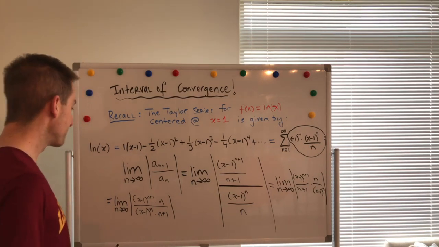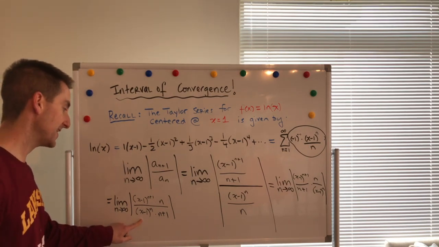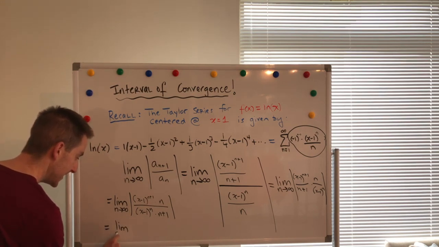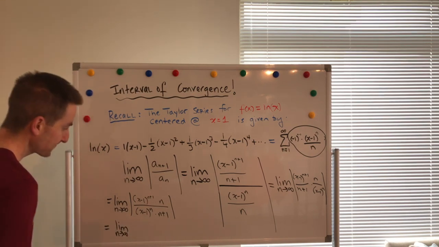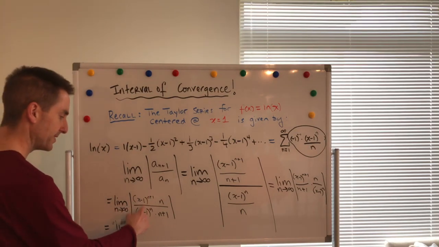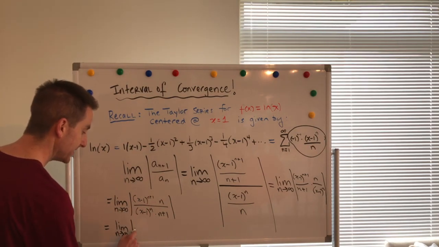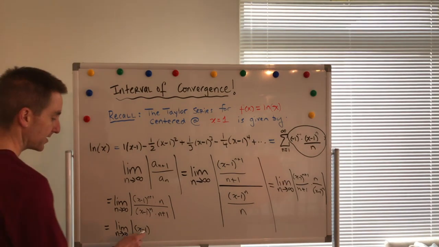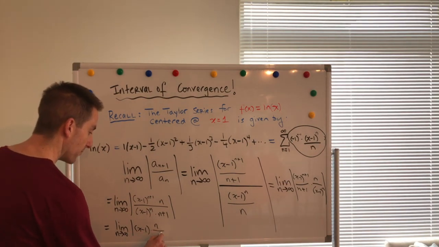Okay, and now we're going to simplify this to our liking. We have the limit as n goes to infinity. (x minus 1)^(n+1) over (x minus 1)^n just becomes x minus 1, multiplied by n over n plus 1.